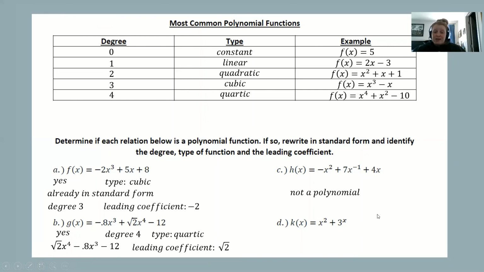And then for letter D, it's not a polynomial because we have a violation right here. We have a letter in the exponent. So all exponents have to be numbers, not variables. So then we're off the hook. We don't have to write all of this information. So I actually really like when I get problems that aren't polynomials. It means less writing for me.